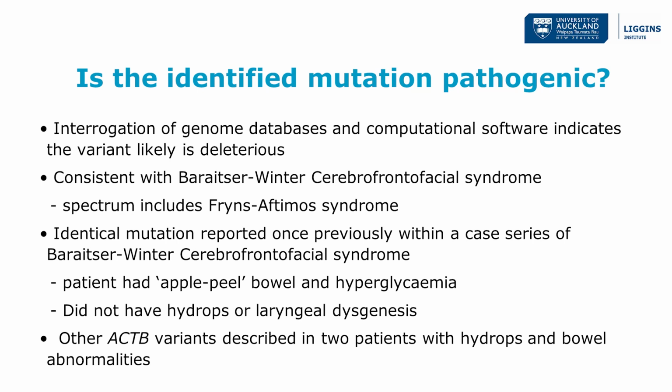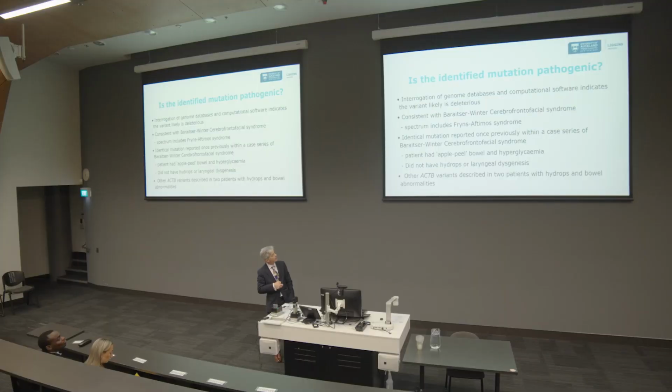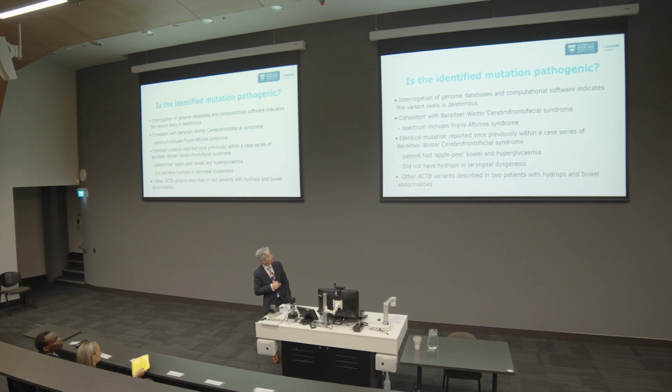When we had gone through the literature, obviously, in great depth beforehand, in one case series the identical mutation is reported once, in a baby with Barrett-Winter cerebrovascular syndrome. That patient did indeed have apple-peel bowel syndrome and high blood sugar levels. However, that baby did not have high drops and did not have laryngeal dysgenesis. So still not a complete match, but certainly highly suggestive.